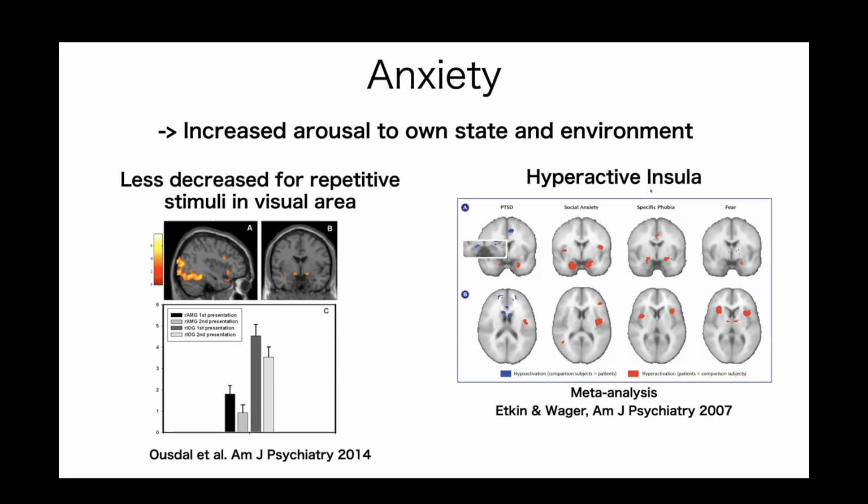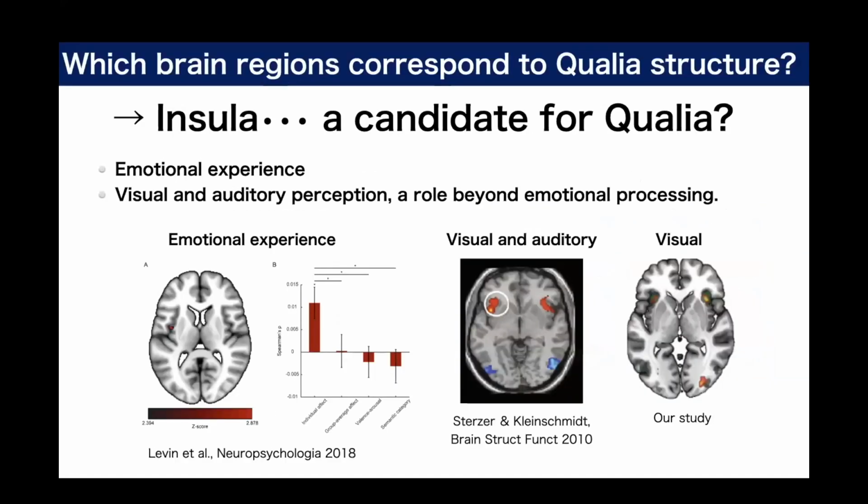And also here indicates a meta-analysis of anxious patients, and it shows that the insular is hyperactivated. So we don't know yet, but the insular might be a candidate for Qualia. We still don't know, but the results are indicating something like that. And then here it shows that emotional experiences correspond to the insular. This is something like voxel pattern analysis, something like what we did.